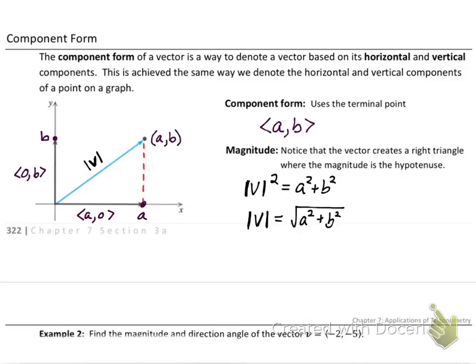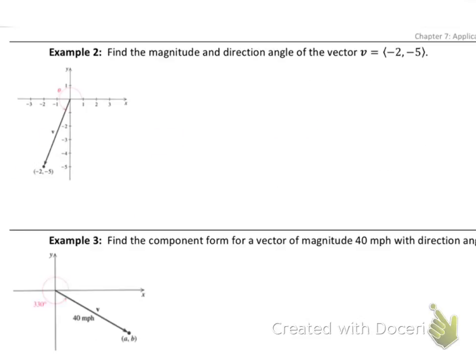All right, let's apply everything to these next two problems. The first problem says find the magnitude and direction angle of the vector with component form ⟨-2, -5⟩. So what you're going to do on something like this is plot (-2, -5). You're going to draw your vector, and it kind of helps guide you to what they're looking for.